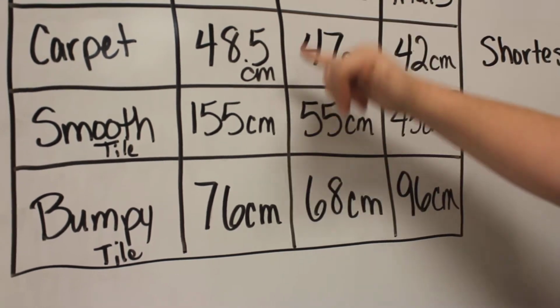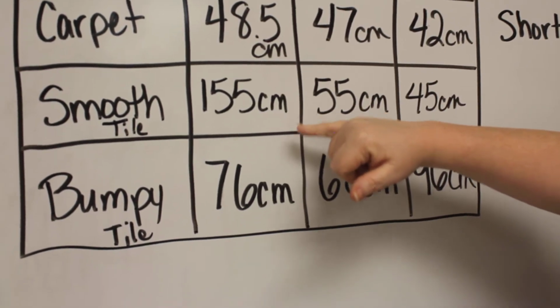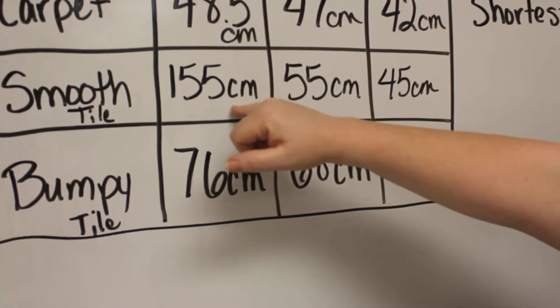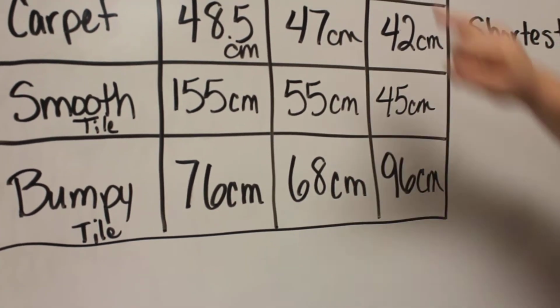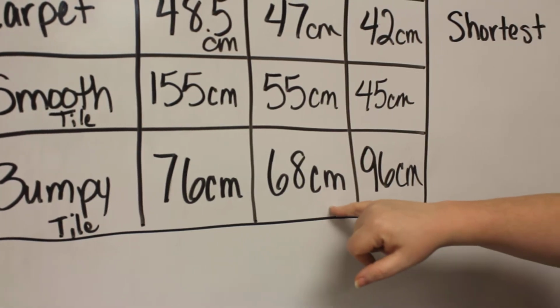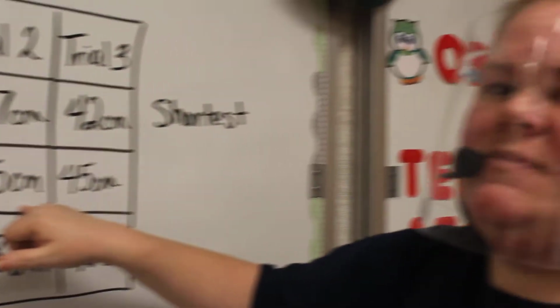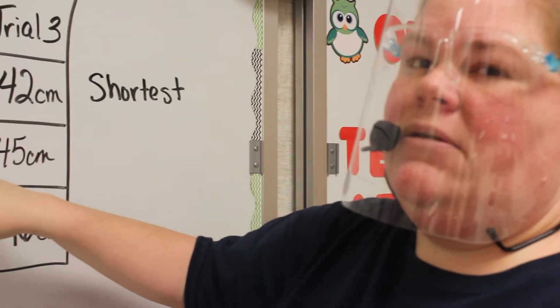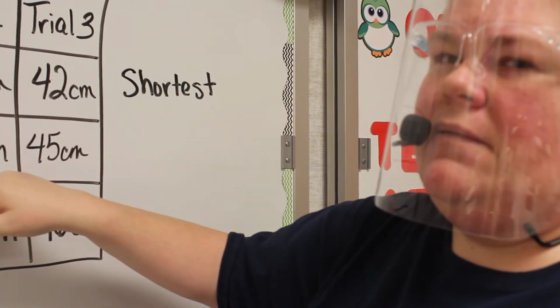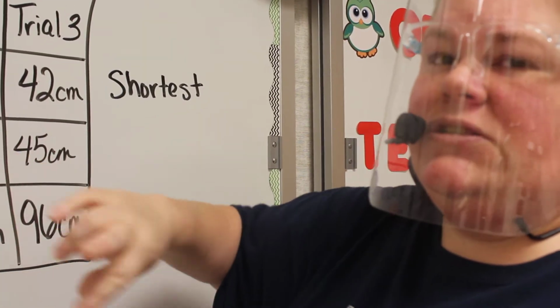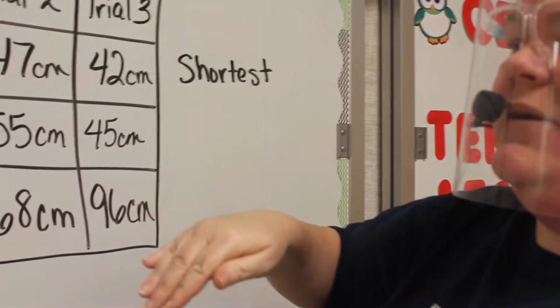Well, if you look at trial 1, we see it's 155 versus 76 versus 48. So the smooth tile went out on the first one. Trial 2, the bumpy tile went out. But remember what happened with the smooth tile. Did it go completely straight, or did something else happen? With that one, something else happened, and it actually turned. The car turned. It didn't go completely straight.